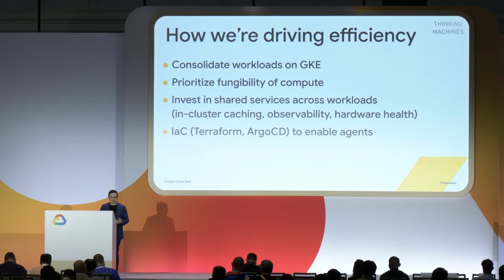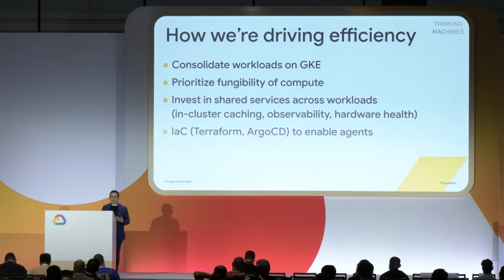OK, so then given we're running everything on GKE, what are some of the ways that we're trying to drive efficiency? I think the first thing is really just trying to consolidate most of our workloads in GKE, right? And so that allows us to focus. We're a relatively small team, so it allows us to focus our bandwidth on a single platform.